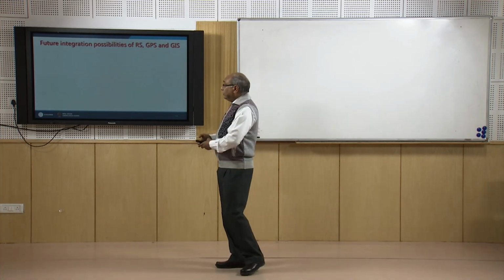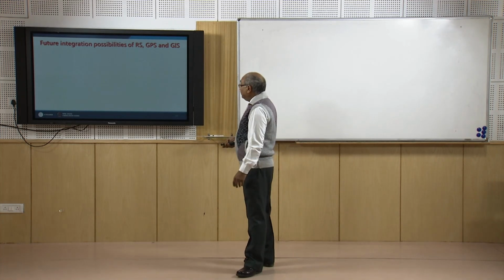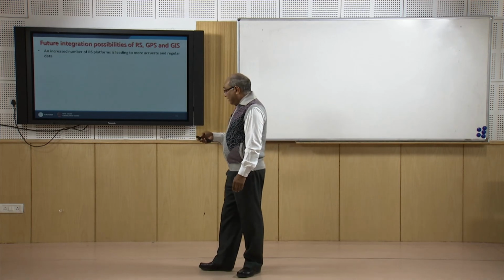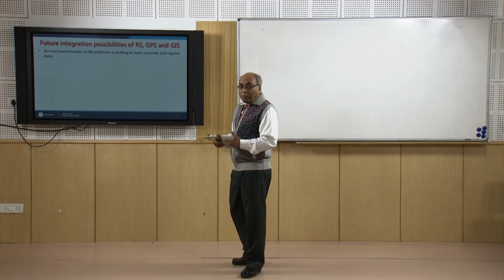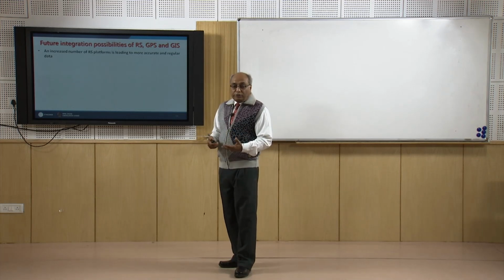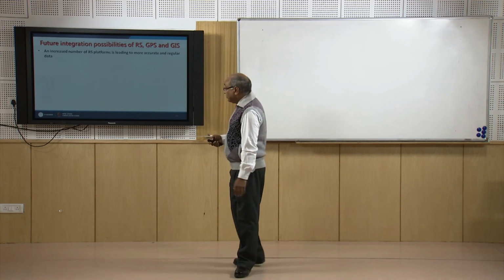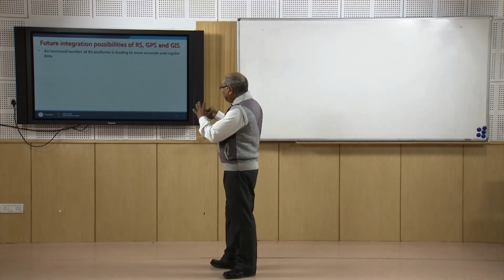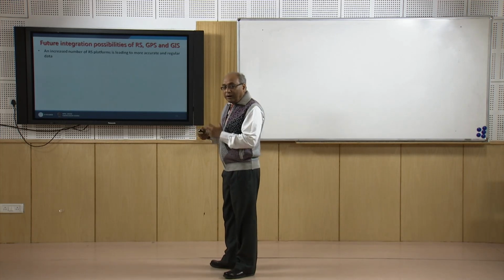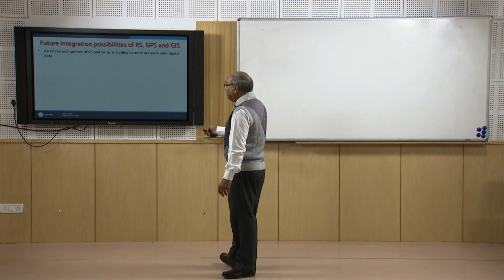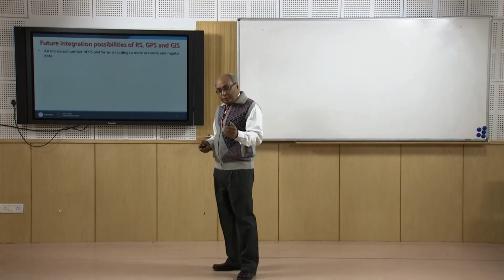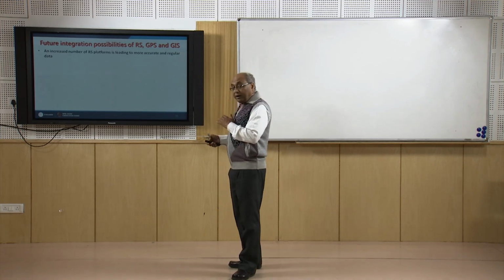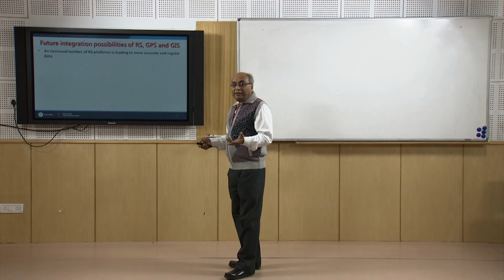So, what are the future integration possibilities with RS, GIS and GPS? This is just a thought, and things may work a little differently, because we may have more powerful, more useful images, more powerful GIS technology, better GPS or navigation signals. Maybe some new technology might be coming, but if we consider the technologies which are present, then we are going to see an increased number of remote sensing platforms, that is, more remote sensing satellites, leading to more accurate and regular data: higher spatial resolution data, higher radiometric resolution data, higher temporal resolution data, on a regular basis. That is one very real possibility.